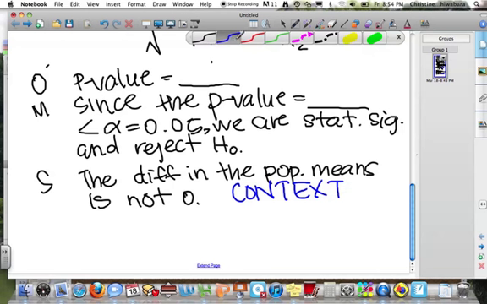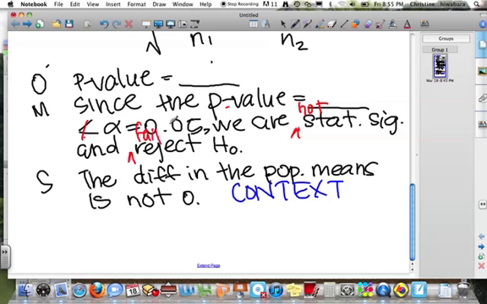Okay, now if you had a p-value that equaled some number over here and it wasn't less than alpha of 0.05, you would not be statistically significant. So I'm going to put in a different color. So say you stated that it was not less than an alpha of 0.05, you would not be statistically significant, and you would fail to reject the null hypothesis. Okay, and then you would say the difference in population means is 0.